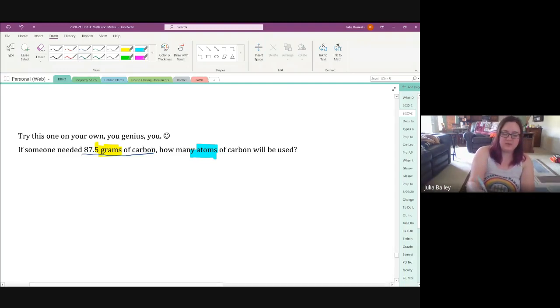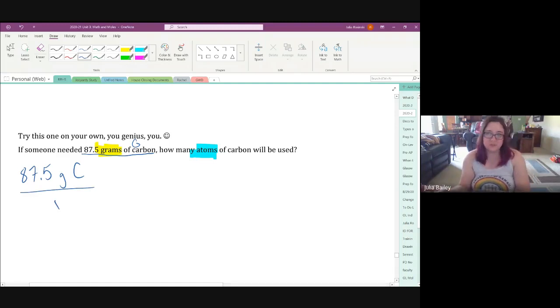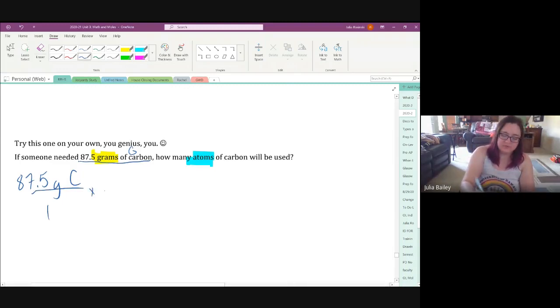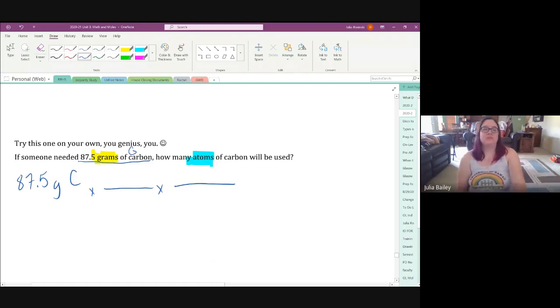Either way, wherever they've given me a number, that given needs to be the first thing that I write. You can write it over 1 if that makes you more comfortable when you multiply fractions, or you don't have to. You could just leave it like this, whatever is more comfortable for you. But then when we think about how many fractions or steps we need, I do not see the word moles. So this is either a 3-fraction problem, or if you're not writing this as a fraction, you can think of it as a 2-step problem. But pick your preference.